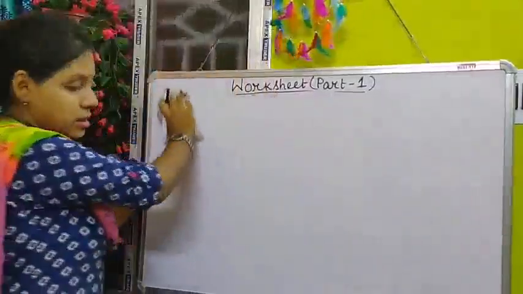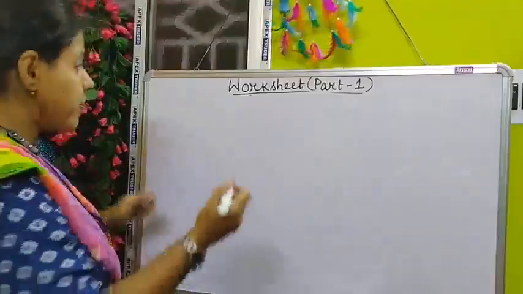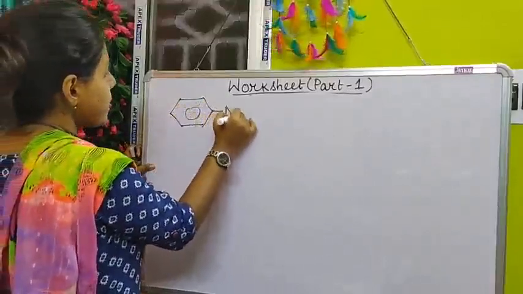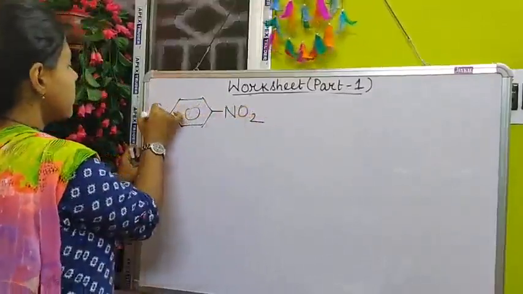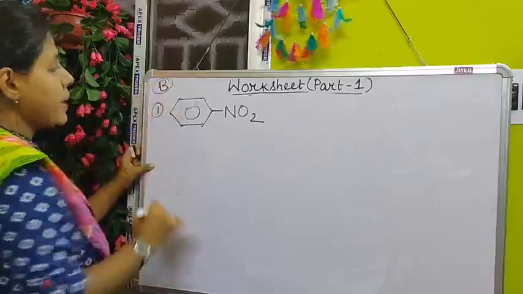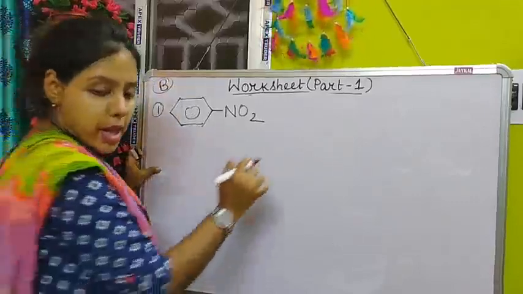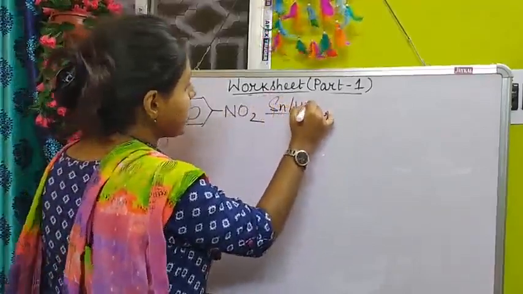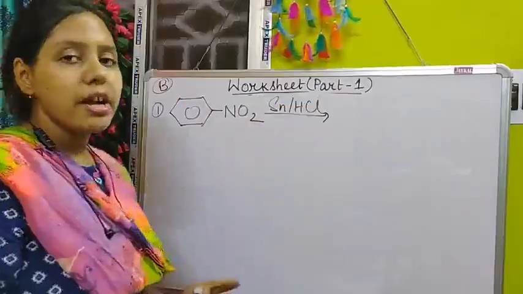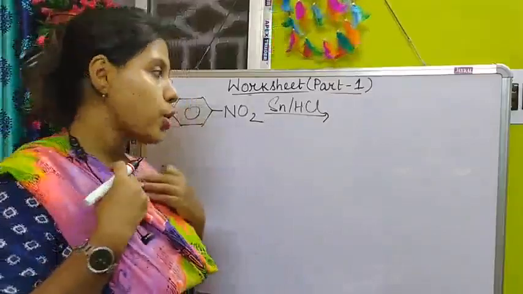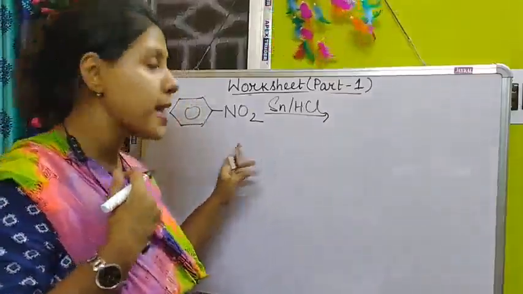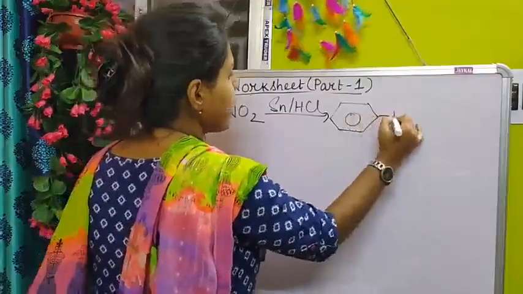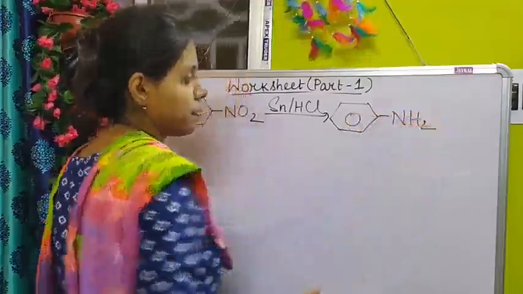There I have given prediction of products, the next type of reaction. The first one is nitrobenzene. Okay, next type of question, prediction, nitrobenzene. Here I have added Sn/HCl. So this is actually a reduction type of reaction. So reduction of the nitro group will take place, and that will form aniline. Okay, so NH2 we will get from here.